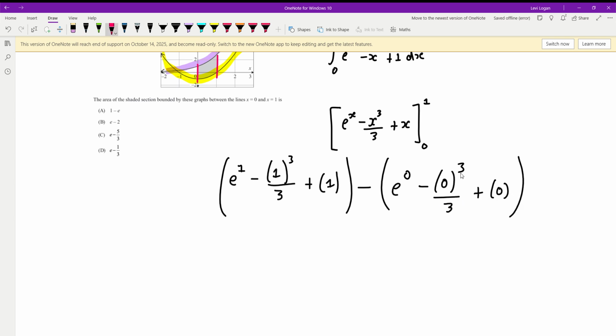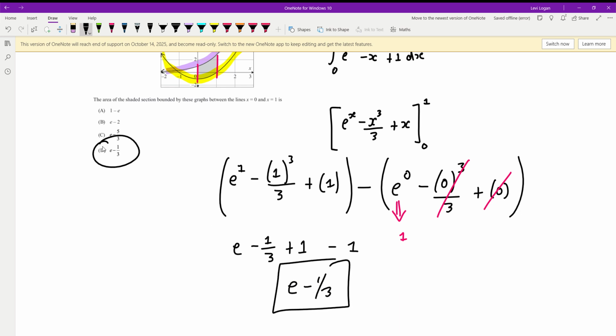So here, that turns to 0, that turns to 0, that turns into positive 1, so you've got to keep note of that. This will turn into e, this will turn into minus a third, plus 1, minus 1. So the 1s cancel out, so you're left with e minus a third. So whatever answer matches that, which would be D, okay?